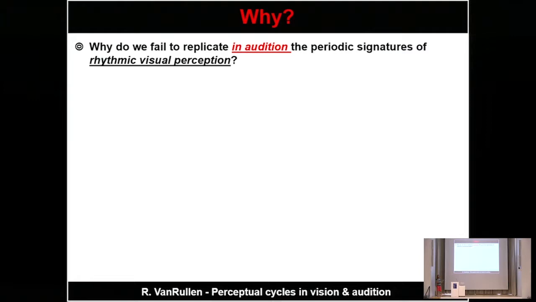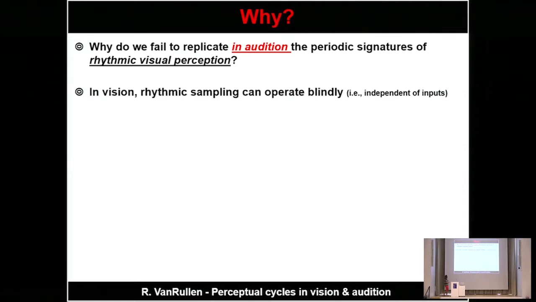They're different because they have to process different types of inputs. Ecologically, they have to perform different functions, and they have to extract different types of information from their sensory inputs. And in particular, temporal information is a lot more important for audition than it is for vision. And in fact, in vision, you could even afford to do rhythmic sampling totally blindly. And what I mean by blindly is totally independent of your inputs. You can take your snapshots and apply them at arbitrary times, and you're not going to lose any important information.